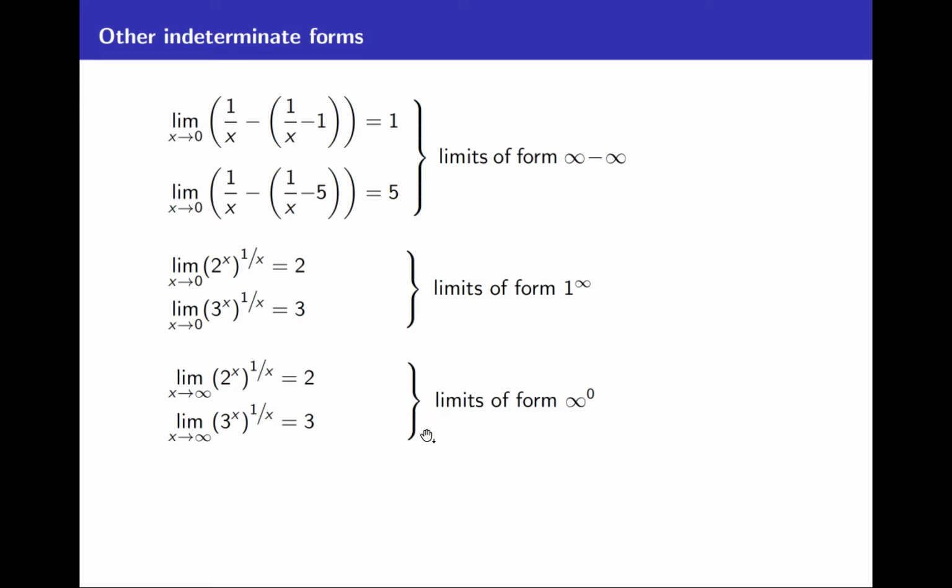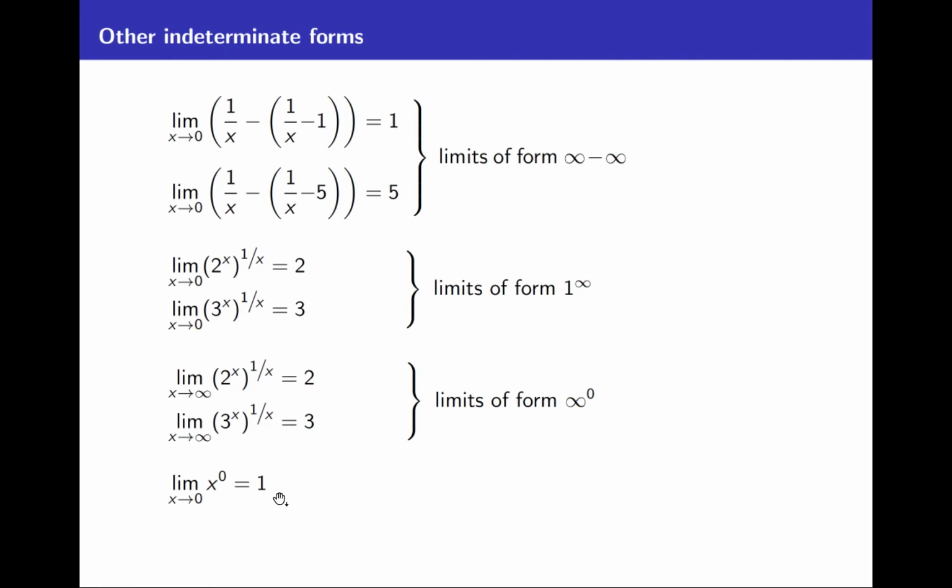So these are 3 new indeterminate forms, but we're not quite done. I want you to think about this limit. The limit as x goes to 0 of x to the power of 0. Now as x approaches 0, it's a number, and any non-zero number to the power of 0 equals 1. So x to the power of 0 is equal to 1. So this limit equals 1.